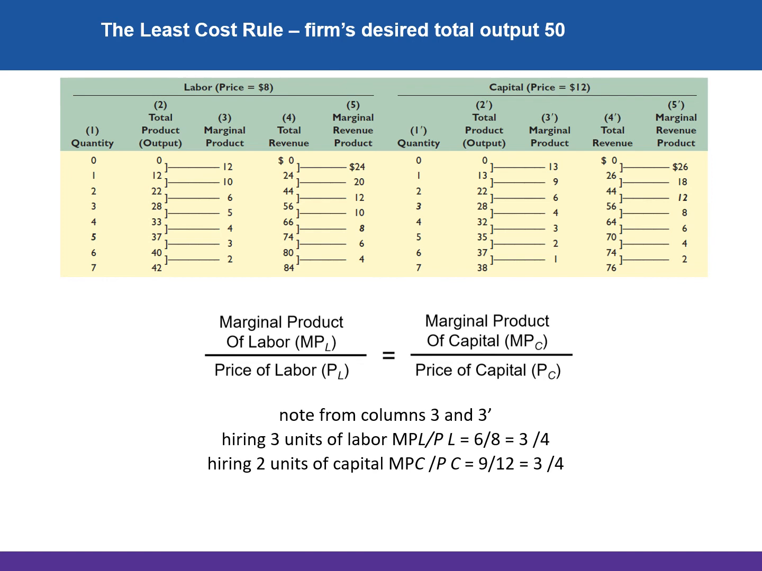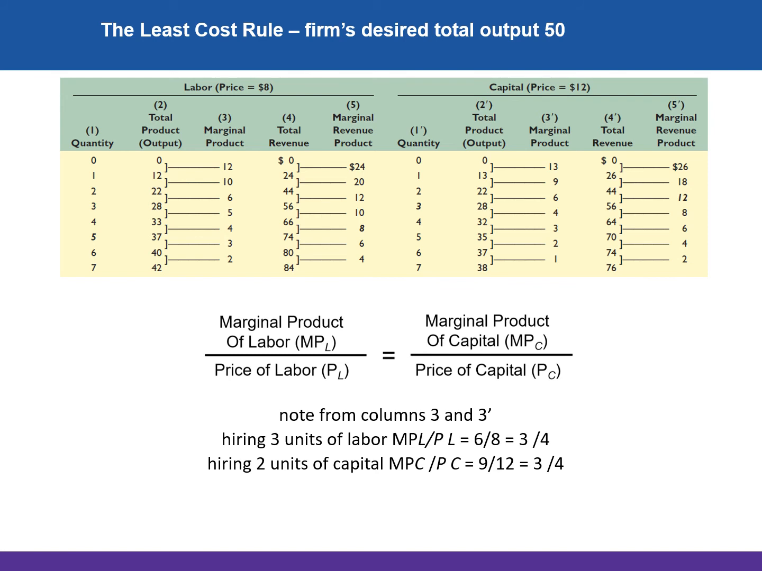Therefore, we now know the denominators on each side of our equation, right? The price of labor is $8, the price of capital is $12. Now we have to figure out a ratio where these two are equal. That will help us figure out where the last dollar spent on the labor resource yields the same marginal product as the last dollar spent on the capital resource.